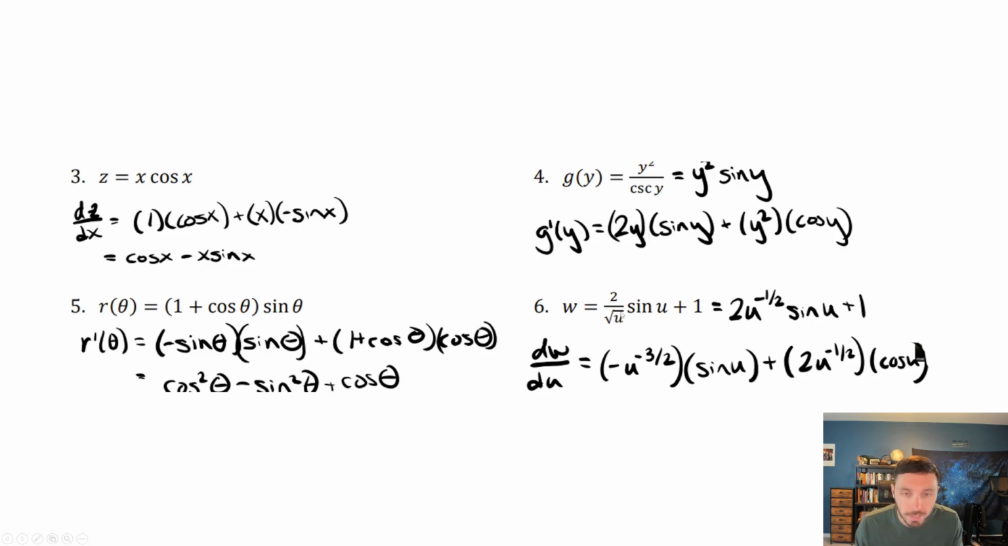What I did was rewrite the 2 over square root of u as 2u to the negative 1/2. Plus 1 is just the plus 1, sine u is just the sine u. Then I noticed there's a product in between here, so I did product rule: derivative of first, keep second, and then keep first, derivative of second. And I didn't want to simplify that because I don't think you can.